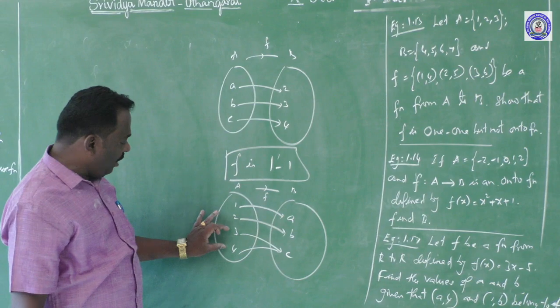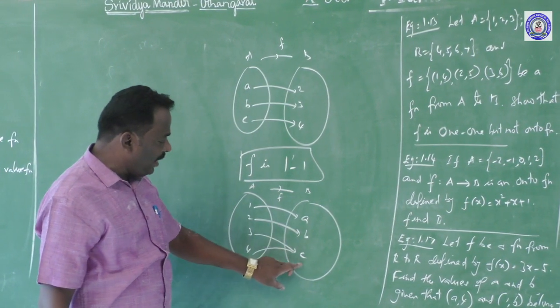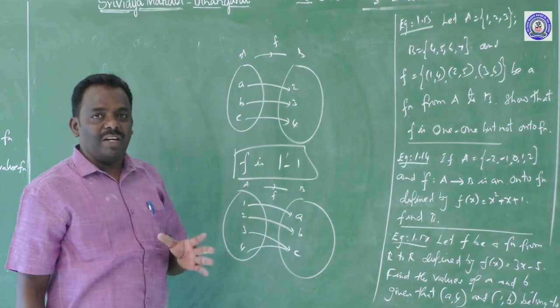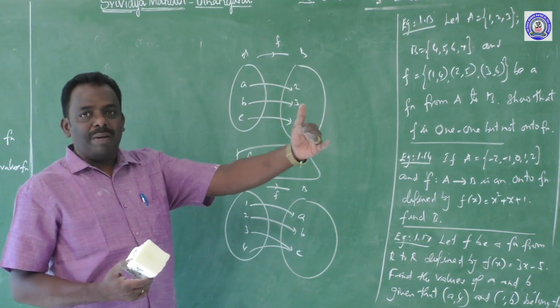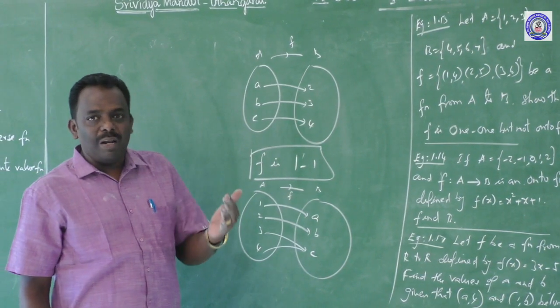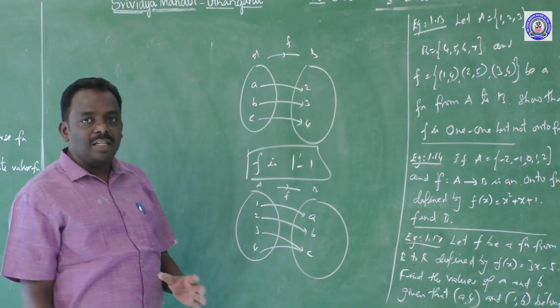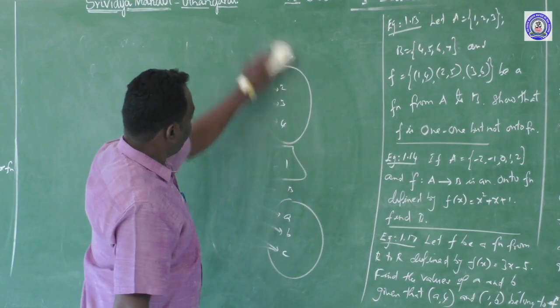Here 3 and 4 in the domain have the same image, called C in the codomain, and this is called a many-to-1 function. Two or more elements in the domain connected to the same element in the codomain is called a many-to-1 function. Now see the next one, called onto.